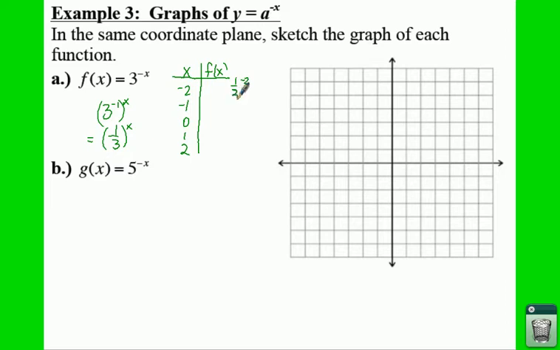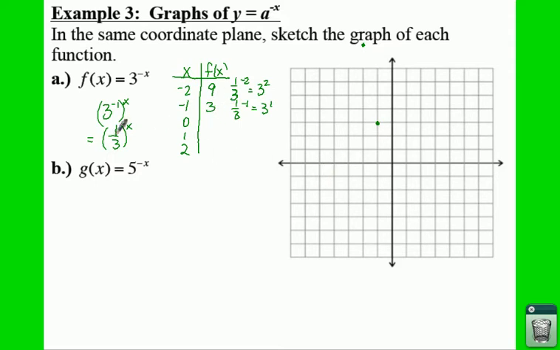1/3 to the -2 means the same thing as 3 squared, because you take the 1/3 and flip it, and you get a 3 squared. So that becomes a 9. So if you go back 2, up 9. So 1, 2, 3, 4, 5, 6, 7, 8, 9. Leave out here. And then do the same thing with your -1. So you're going to have a 1/3 to the power of -1, which just means 3 to the first. So you go back 1, up 3.